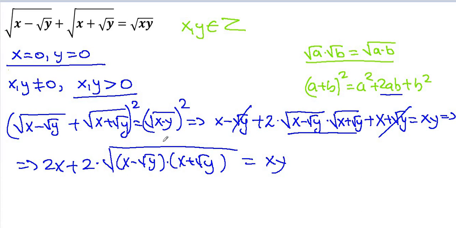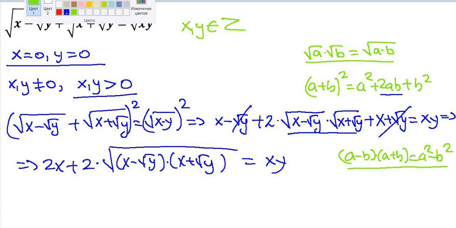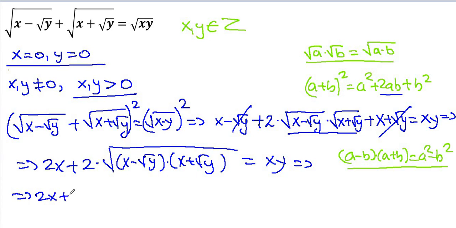Now I have to multiply these two expressions. So again, by using the following formula, we know that a minus b times a plus b is always equal to a squared minus b squared, which means that I can multiply a by a and b by b. So using this formula, now I can easily multiply these two expressions as follows: 2x plus 2 times square root of, so here x by x is x squared, and minus square root of y times square root of y gives us simply y, which is equal to xy.